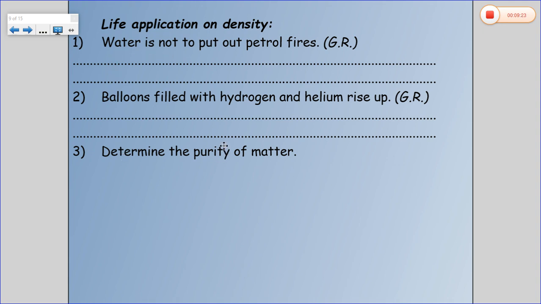The last life application of density is that it determines the purity of matter. For example, if we are buying milk, you have to know that the density of milk is fixed at 13.6 gram per centimeter cube. So when you calculate the density of this milk and you find it different from 13.6, this means that the milk is impure. It has specific additions.